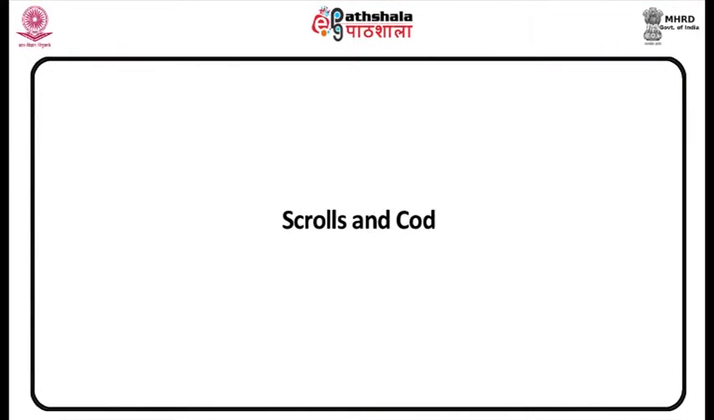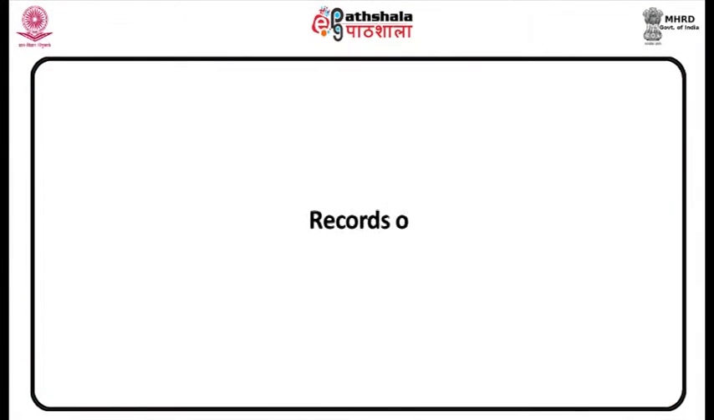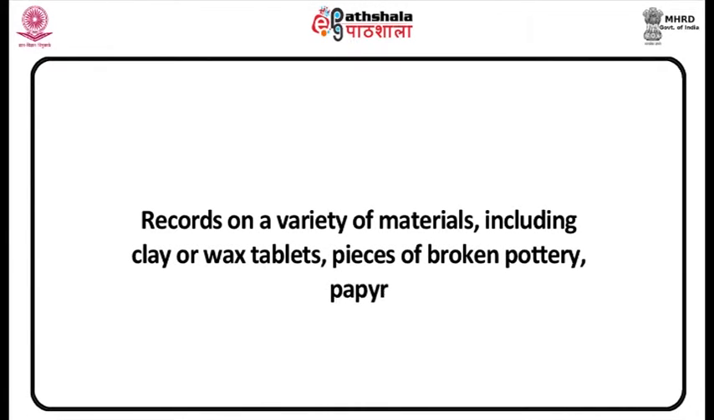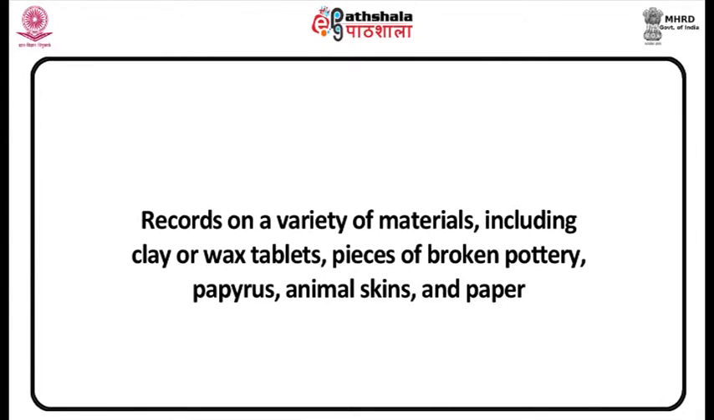Scrolls and Codex. Since people began to write some 5,000 years ago, they have kept records on a variety of materials, including clay or wax tablets, pieces of broken pottery, papyrus, animal skins, and paper. Books have taken two forms: scroll and codex. Scrolls could be written to be read either horizontally or vertically.